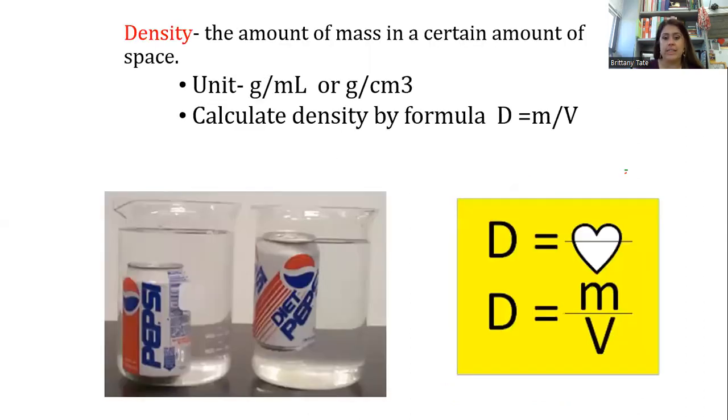Okay, so this all ties into density. So then we can use the mass and volume of an object to find its density. So density is the amount of mass in a certain amount of space.